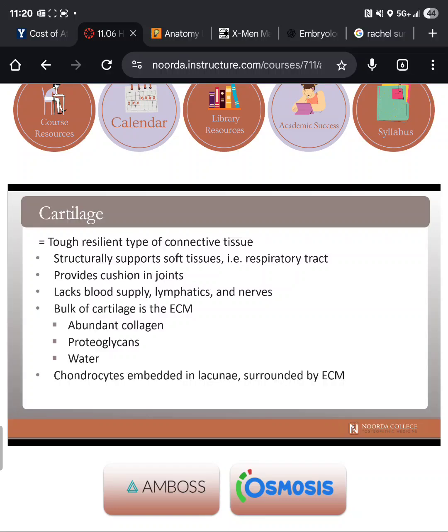Chondrocytes are embedded in lacunae. So remember, chondrocytes are the mature cells. They're embedded in lacunae, whereas chondroblasts are the actual stem cells that produce the chondrocytes.